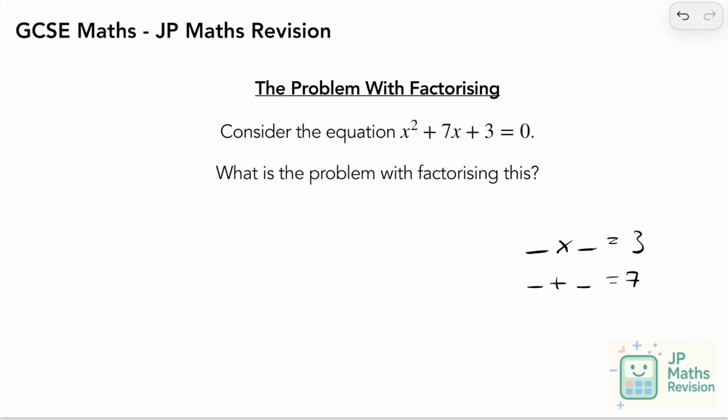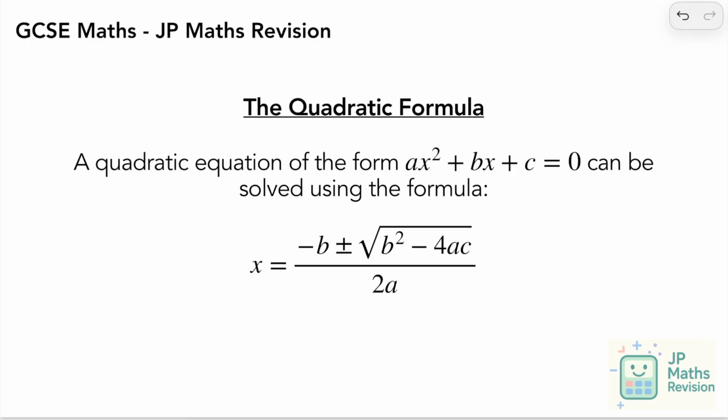3 is a prime number. The only numbers that multiply to make 3 are 1 and 3, and there is absolutely nothing you can do to 1 and 3 to get to 7. So the issue here is that this does not factorise. We need a way to solve quadratic equations that do not factorise. Luckily we have this method.